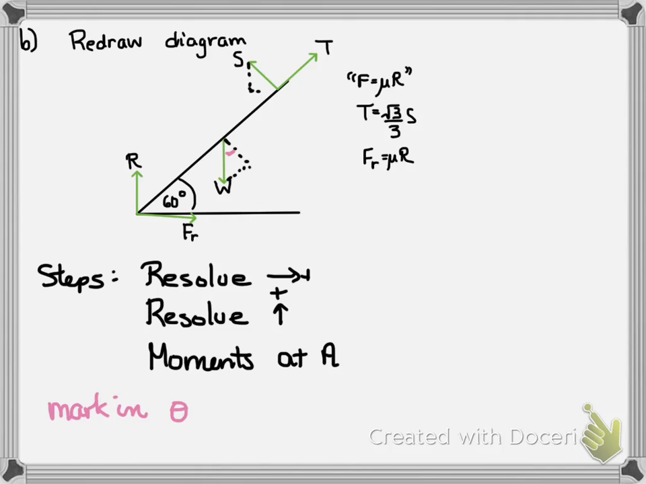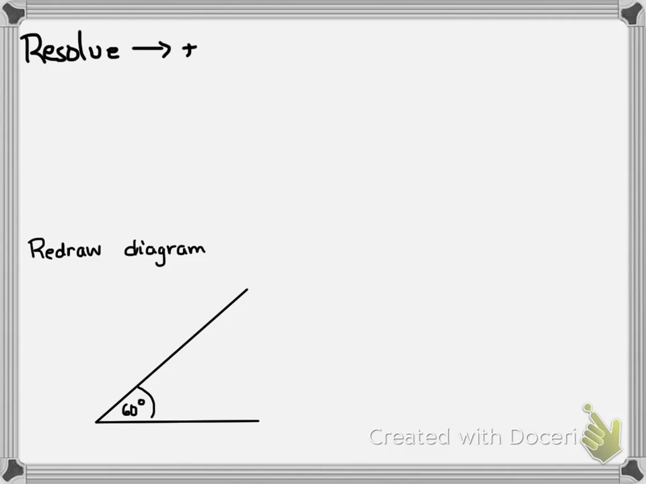Oh, before you do that, you want to mark in your angles so that it is easier for you to get your horizontal and vertical components, especially if you're having trouble finding those angles. Look for the Z's and the corresponding angles from your rules of parallel lines. Okay, resolve. I'm just going to put the diagram at the bottom for our reference very quickly.